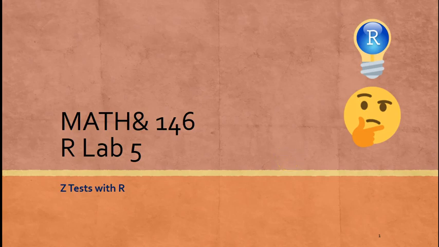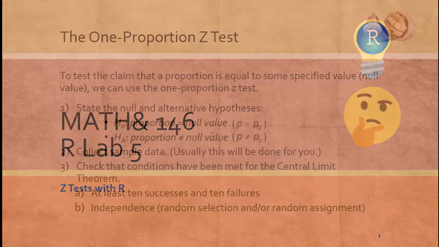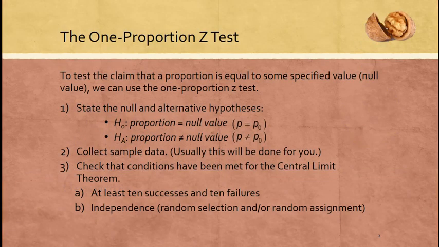This week we're going to look at the z-test. So let's go ahead and start with the one proportion test. This is the test you want to use if you want to see if a proportion is equal to some specified value, which you call the null value. And recall the null hypothesis is generally that the proportion is equal to some value. The alternative is the proportion not equal to some value. So p equal to p naught or p not equal to p naught.